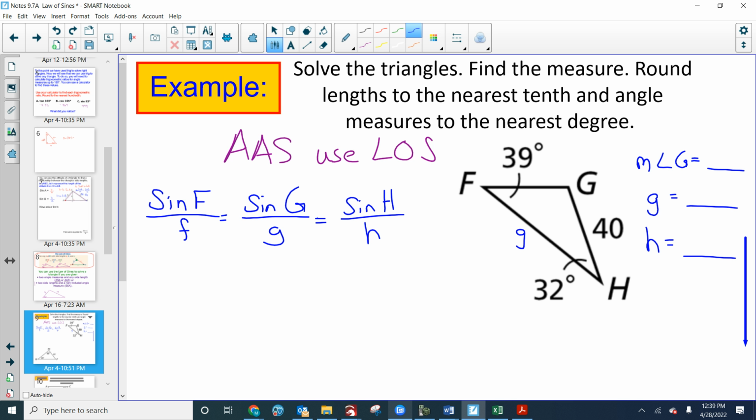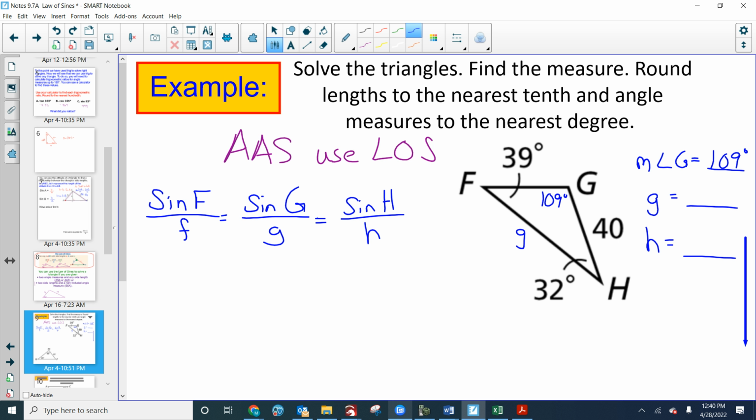Go ahead and do that one first. How do we find angle G? 39 plus 32. And then take it away from 180. What you got? 109 degrees. Easy. This is not a right triangle. We're not using SOHCAHTOA.